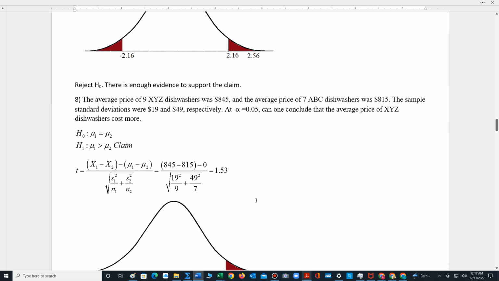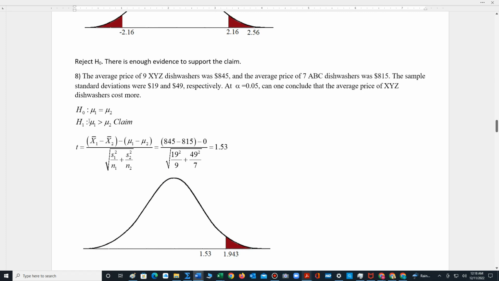Number 8 states the following. The average price of 9 XYZ dishwashers was $845, and the average price of 7 ABC dishwashers was $815. The sample standard deviations were $19 and $49 respectively. That informs us it's a t-test. Alpha 0.01. Can one conclude that the average price of the XYZ dishwashers cost more? So our claim is that mu1 is greater than mu2. H naught is always mu1 equal to mu2.